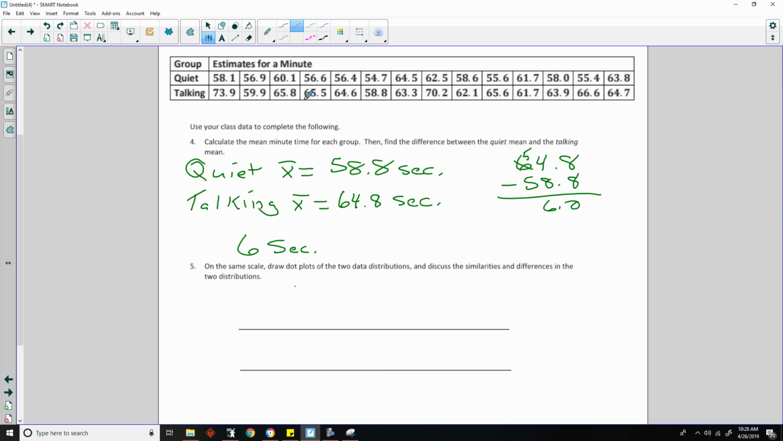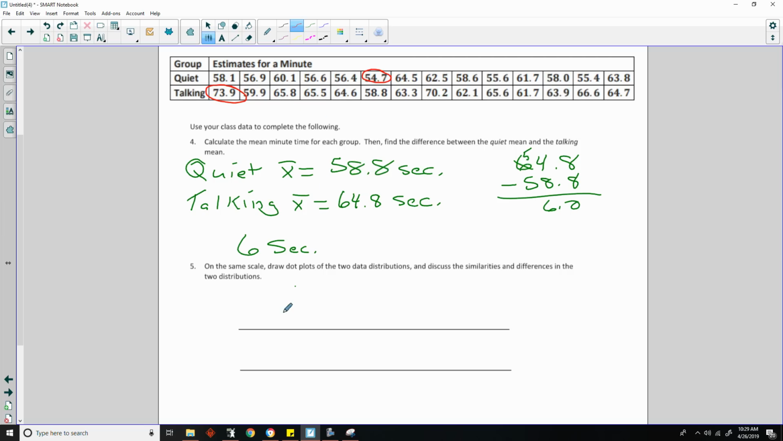And then I want to look at the smallest value of one of our elements in our set. 58, 56.9, 56.4, 54.7 looks like the smallest. And then the highest looks like 73.9. There's 70. Yeah, nothing higher than 73, and nothing less than 54.